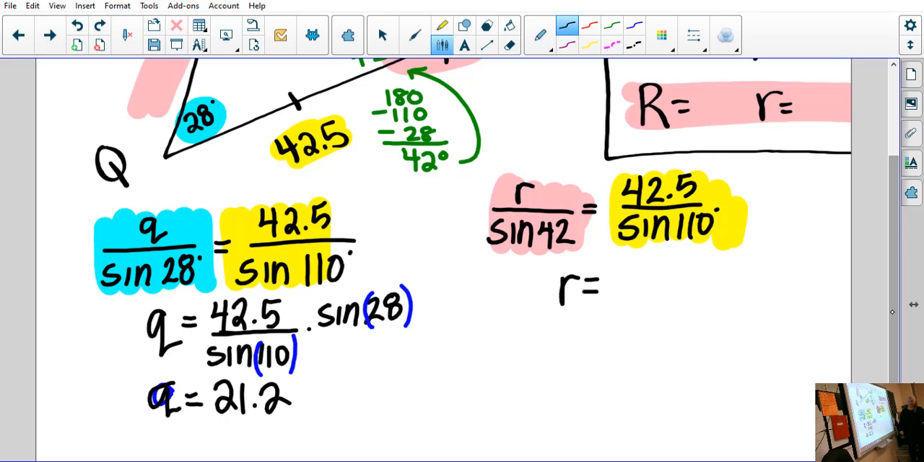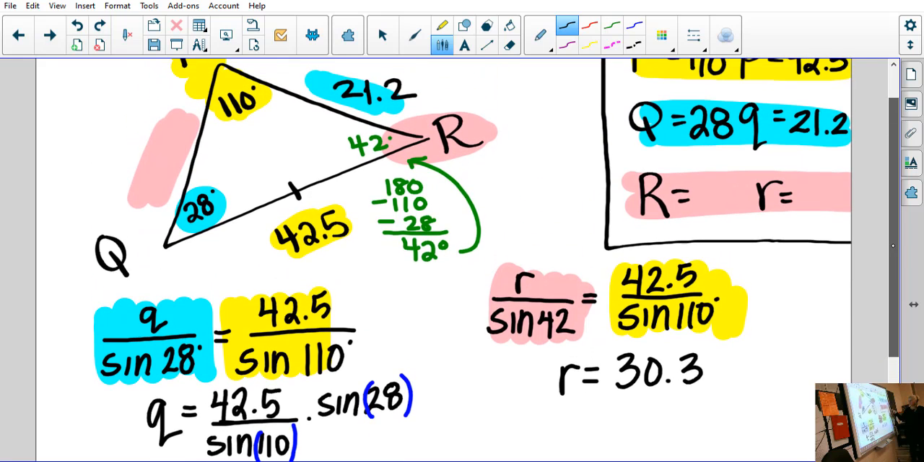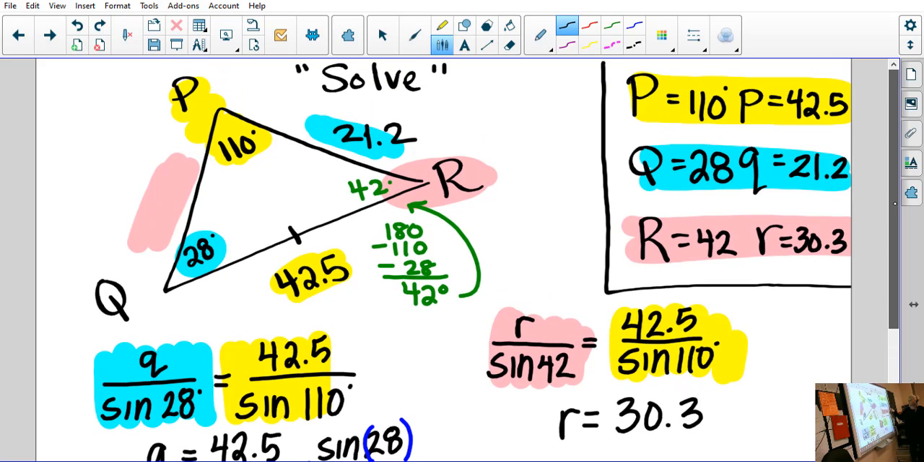And so I got 30.3. Anyone else get that number? Okay. So we know that this is 42 and this is 30.3. Now a little quick check. It doesn't guarantee you're right, but the smallest angle should have the smallest side, and the biggest angle should have the biggest side. And that is true. Like I said, it's not a guarantee, but it will definitely let you know if you're on the right track or not.